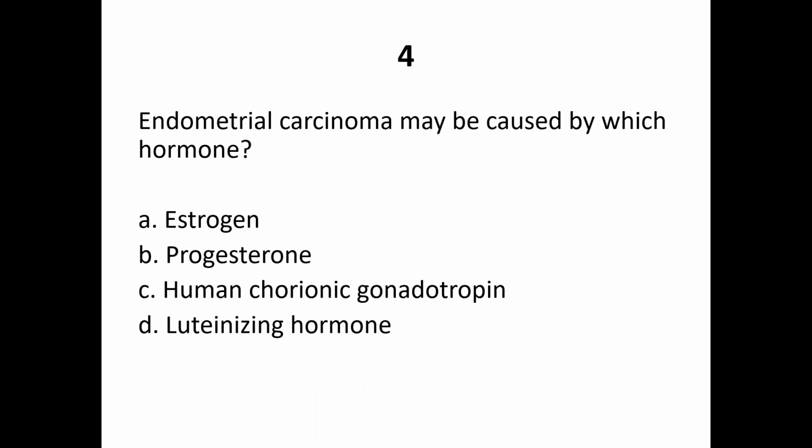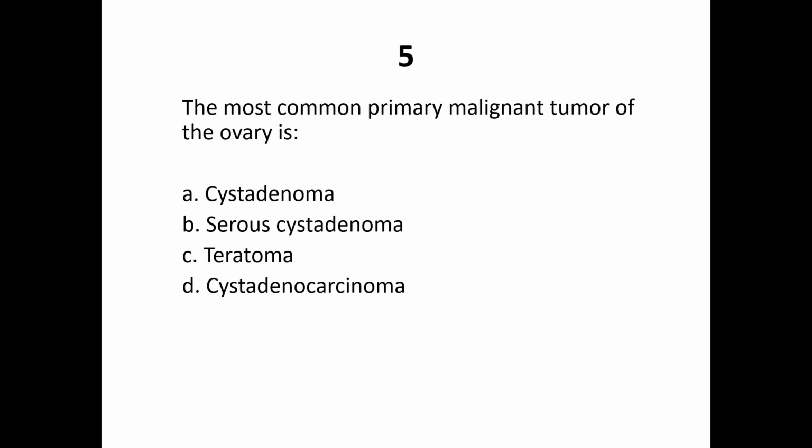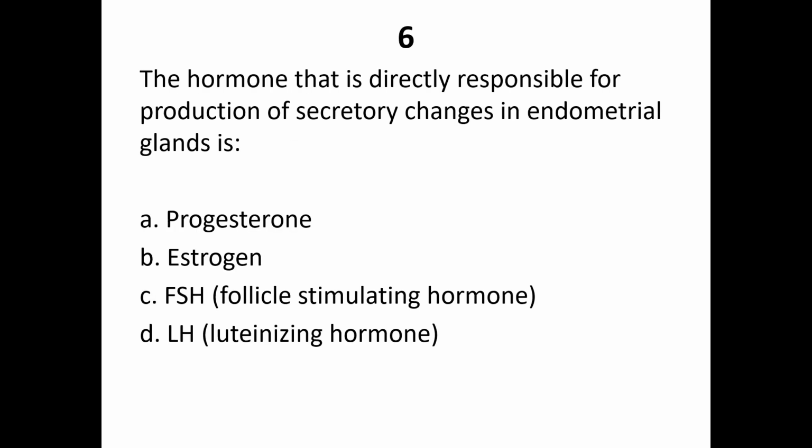Endometrial carcinoma may be caused by which hormone? Estrogen. The most common primary malignant tumor of ovary is cystadenocarcinoma. The hormone that is directly responsible for the production of secretory changes in endometrial glands is progesterone.